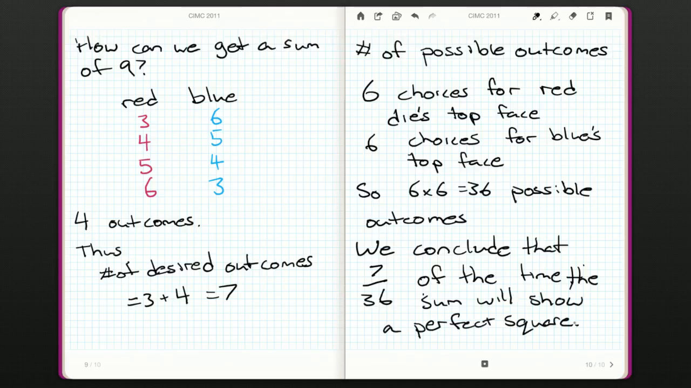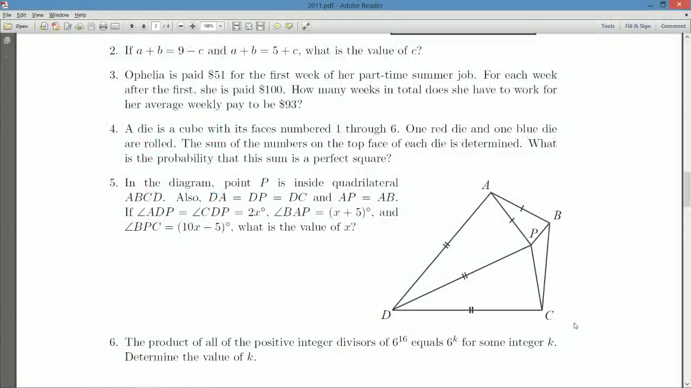Right, that's all we're asked to do. Just figure out the probability that the top 2 faces will add up and give us a perfect square. Okay. Straightforward question, simple probability one. It took us a little while to figure out the desired outcomes, but other than that, it's smooth sailing. So hopefully question number 5 will be just as smooth, and hopefully you'll join me in the next video for question number 5.